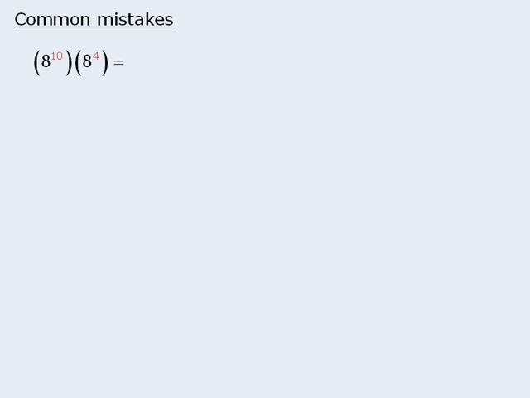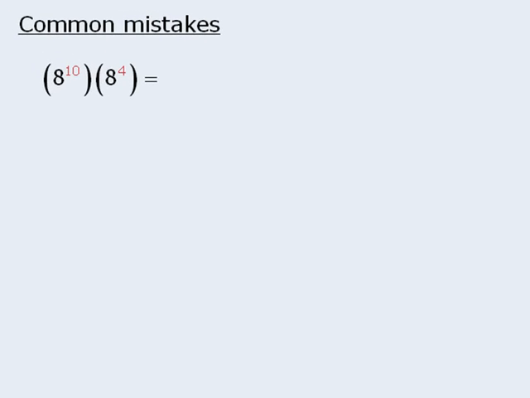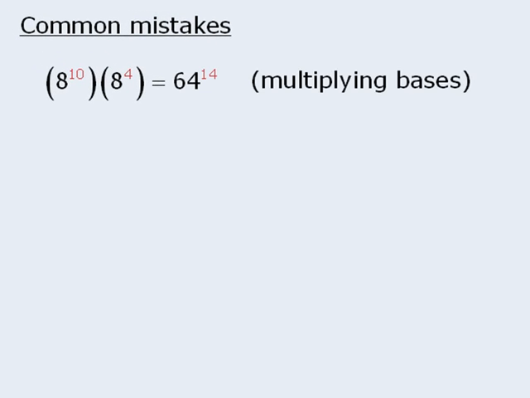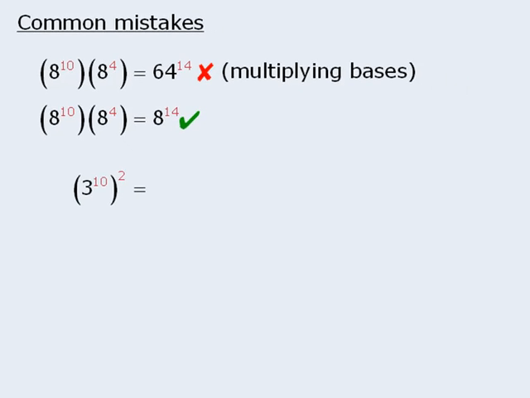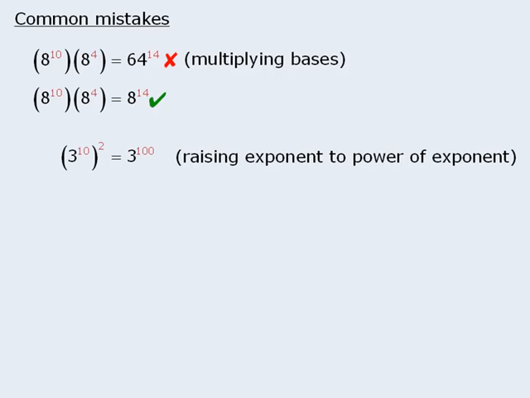Another common mistake occurs when multiplying two powers. The mistake here is to multiply the bases. The product law tells us to keep the same base and simply add the exponents. Now, when finding the power of a power, a common mistake here is to raise one exponent to the power of the other exponent. The power of a power law tells us to keep the same base and multiply the two exponents.